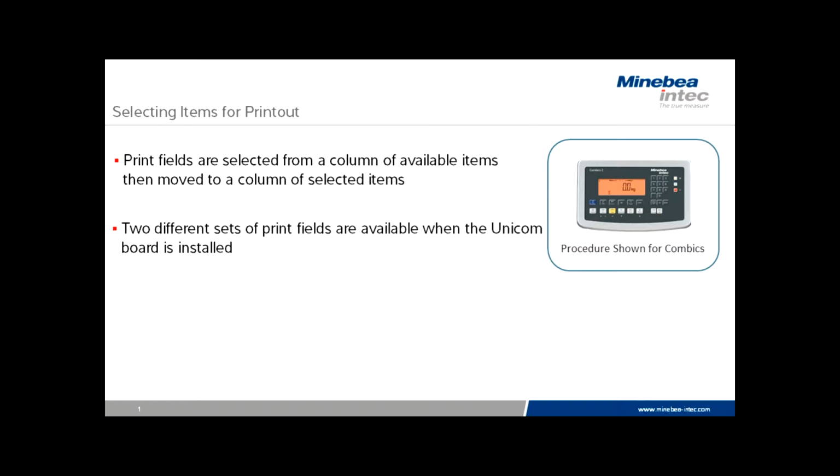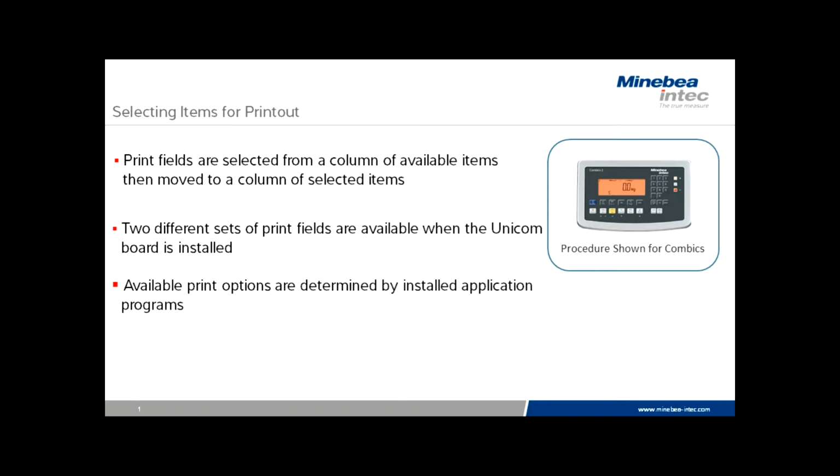There are actually two different sets of print fields that are available when the Unicom board is installed. This means that the Unicom board could be programmed to send out labels where the COM1 port is set up for tape printing. For purposes of this video, we will show the tape printing version from COM1.